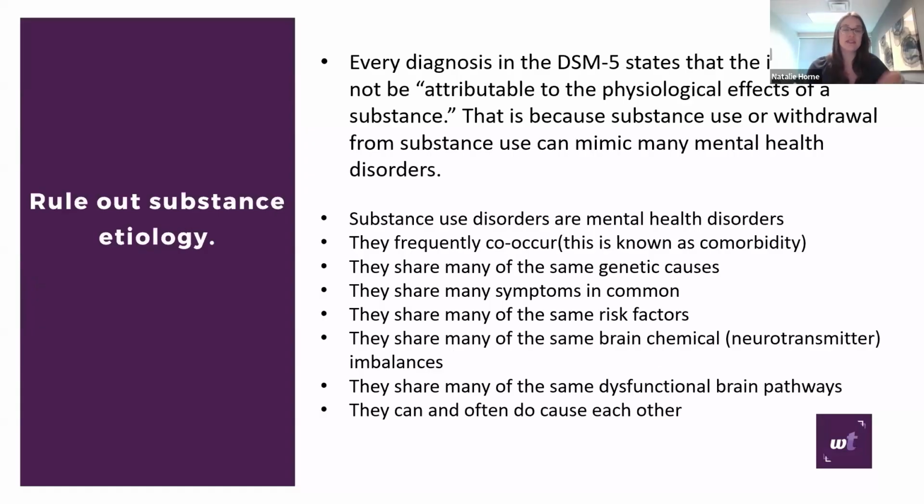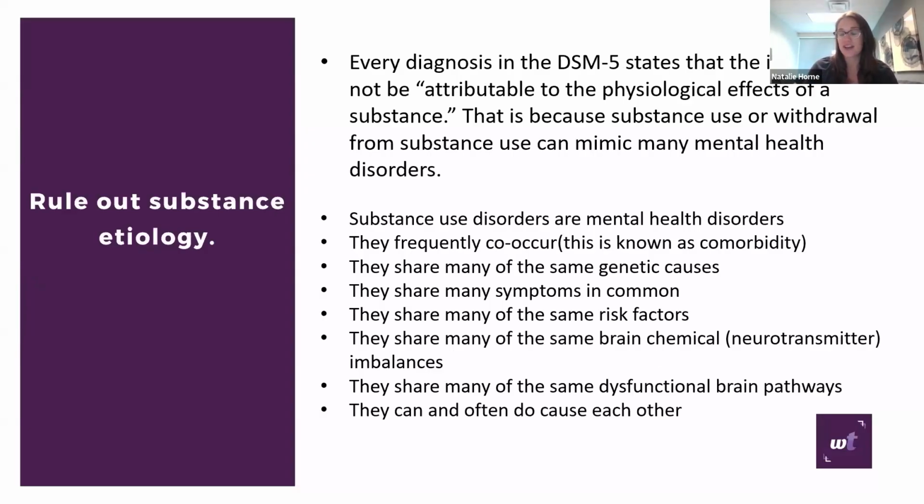Then ruling out substance use etiology. So pretty much at the end of every section of the DSM, it states that the illness cannot be attributable to the physiological effects of a substance. And this is because substance use and mental health illnesses often mimic each other, as well as the withdrawal from them can cause symptoms that aren't pure mental health.